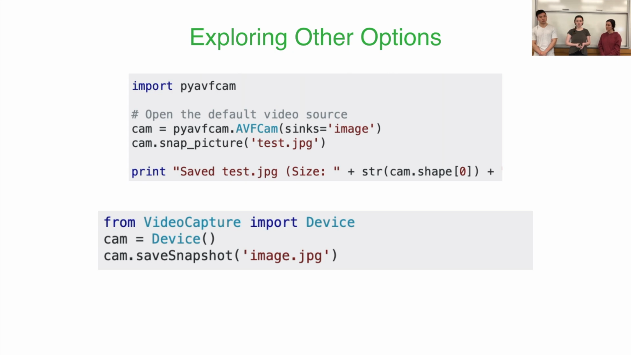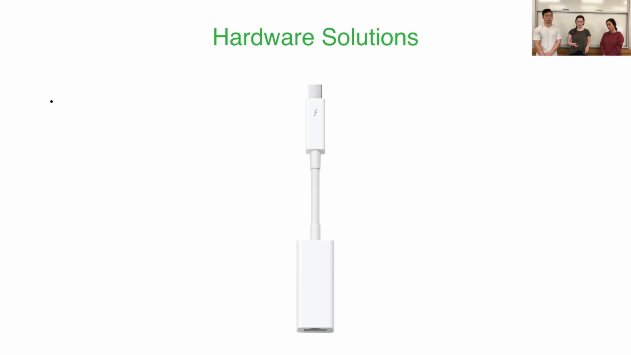So we explored other options. Some things we researched included PiAFCam and also VideoCapture, but unfortunately both of these options didn't work. So we started looking at hardware solutions for why our computer wasn't recognizing our camera. Turns out the problem is simply that the most recent versions of the MacBooks don't have their Ethernet ports embedded within the USB ports that they have, and so we couldn't actually use the Ethernet to USB adapters that we were given to connect the Ethernet cable, the camera, to our MacBooks.